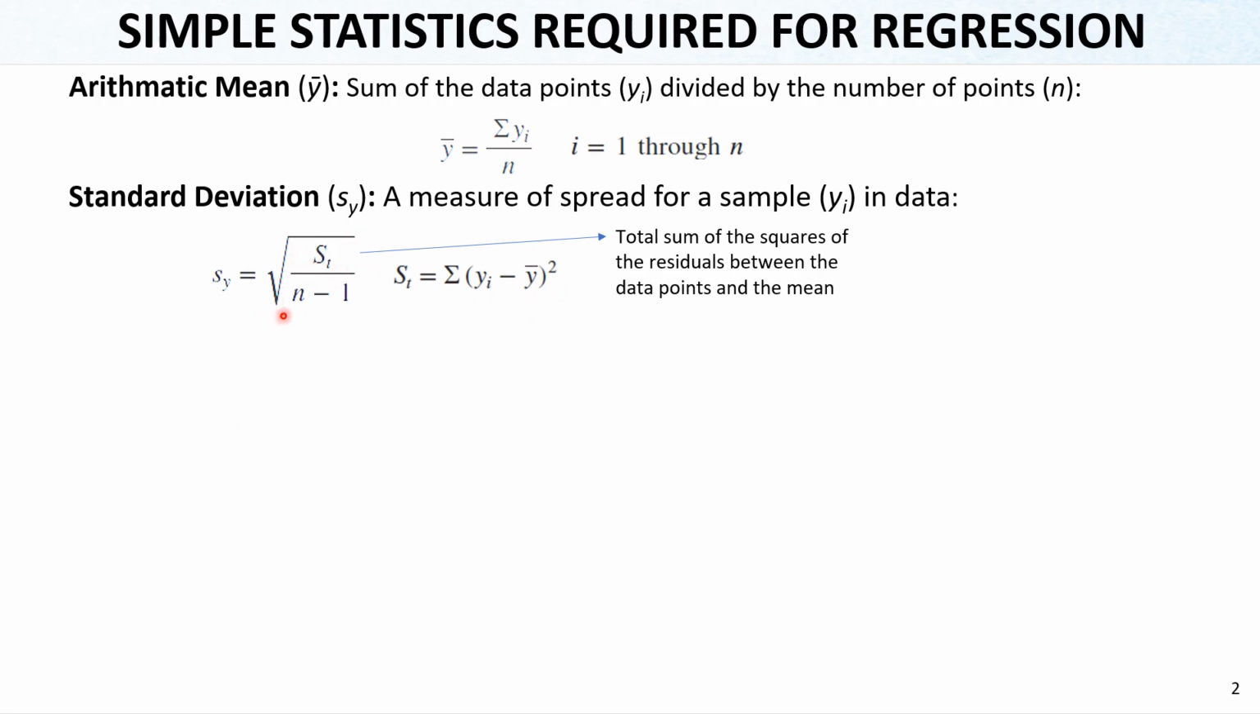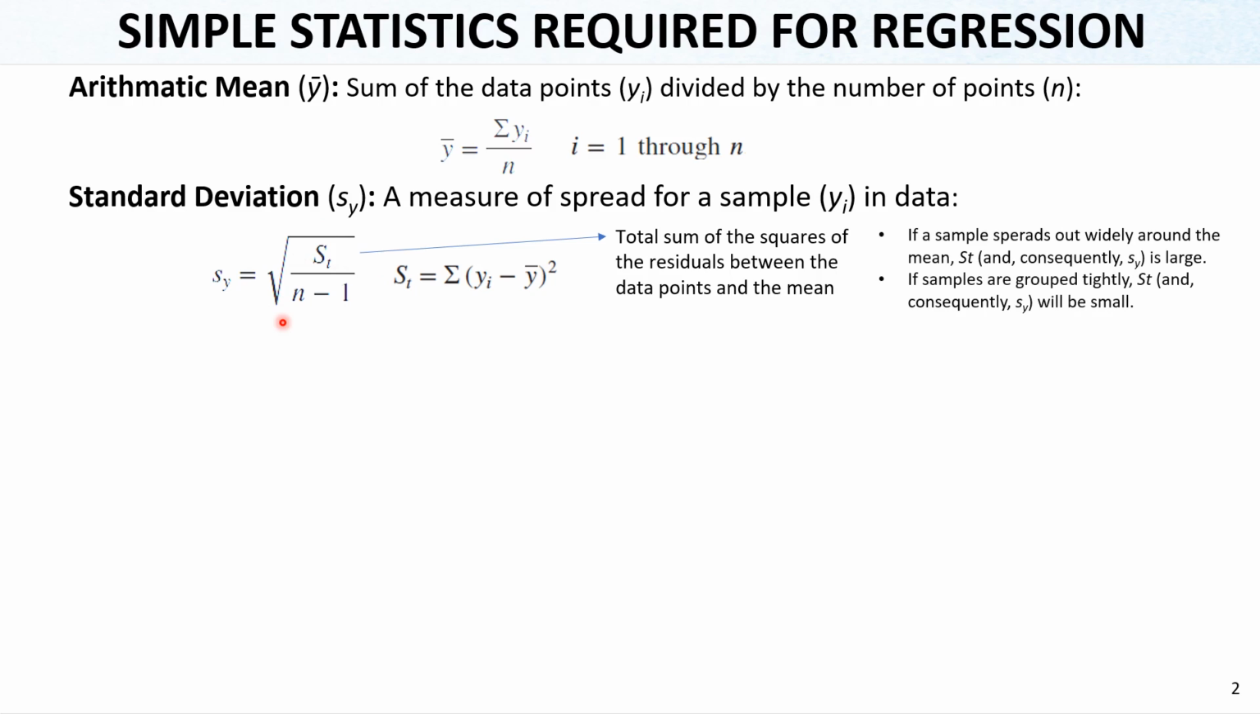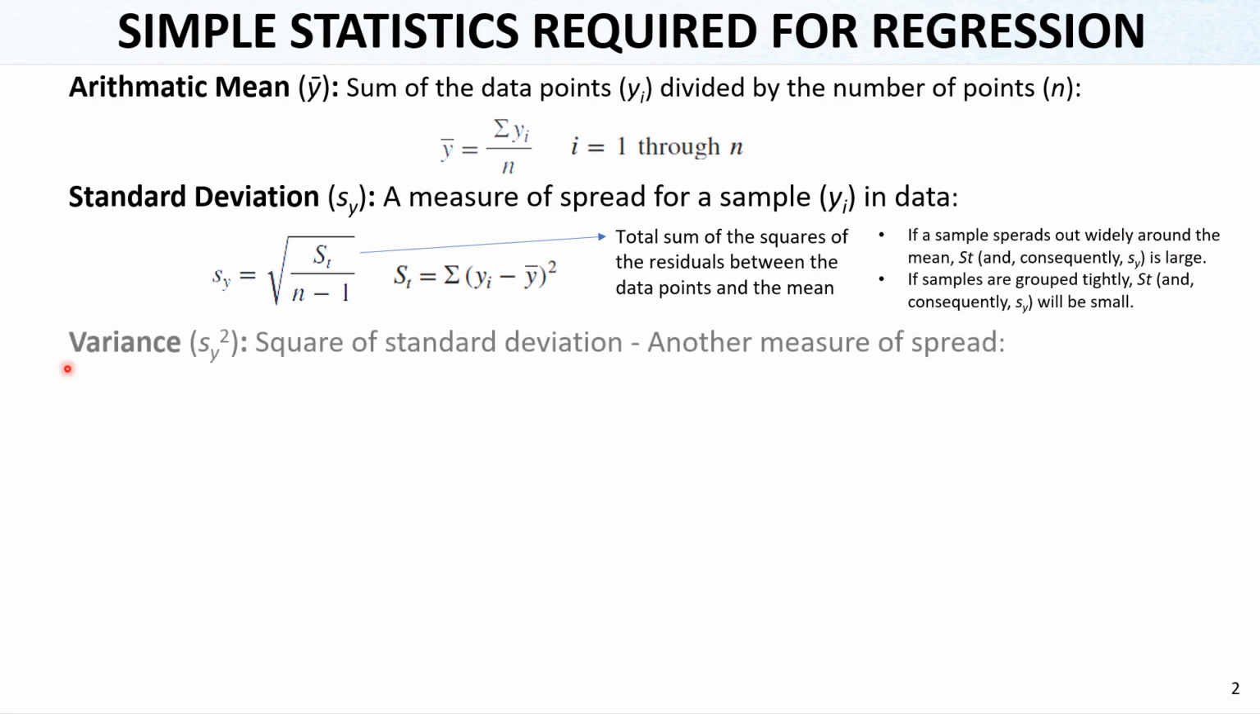Then we will divide it by n minus 1. And n minus 1, actually n is the number of data, and there is a subtraction of 1 from that. And if a sample spreads out widely around the mean, St is very large. So if the difference here is large, that means the standard deviation is large. That means the sample spreads out widely around the mean. And if the samples are grouped tightly, so they are very close to each other, then this is very small, which means standard deviation is small. So these statements are talking about those.